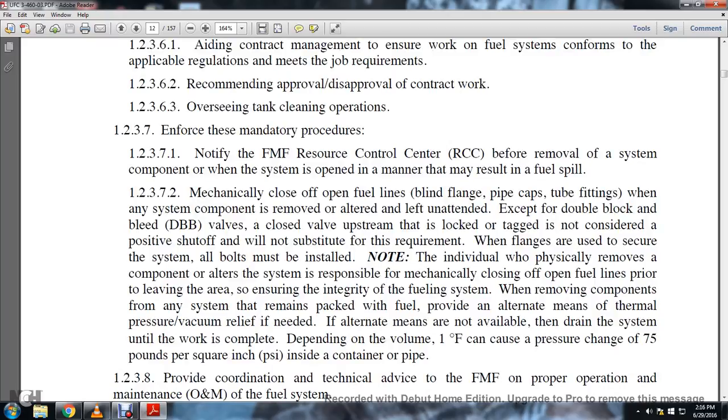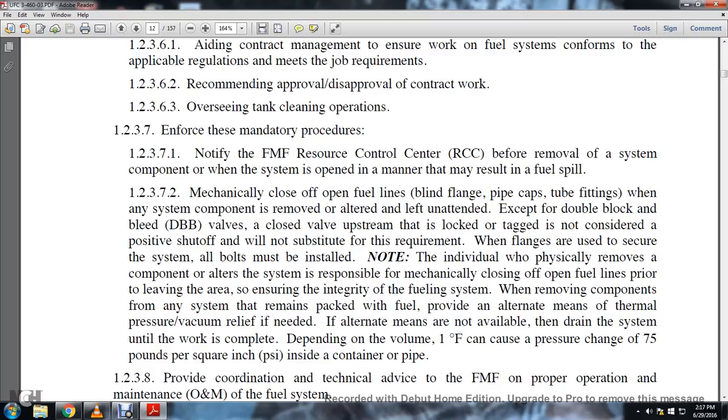1237.2: Mechanical close off of the open fuel lines with blind flanges, pipe caps, or tube fittings when any system component is removed, altered, and left unattended. Except for the double block and bleed (DBB) valves, a closed valve upstream that is locked and tagged is not considered a positive shutoff that will substitute for the requirement when flanges are used to secure the system. All bolts must be installed.